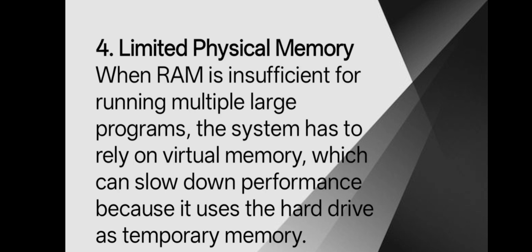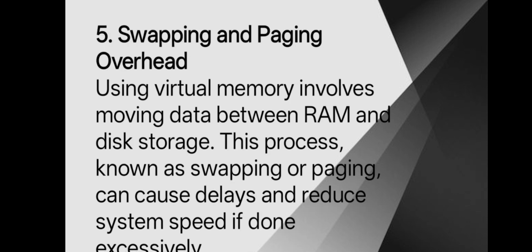Limited physical memory. When RAM is insufficient for running multiple large programs, the system has to rely on virtual memory, which can slow down performance because it uses the hard drive as temporary memory. Swapping and paging overhead. Using virtual memory involves moving data between RAM and disk storage. This process, known as swapping or paging, can cause delays and reduce system performance if done excessively.